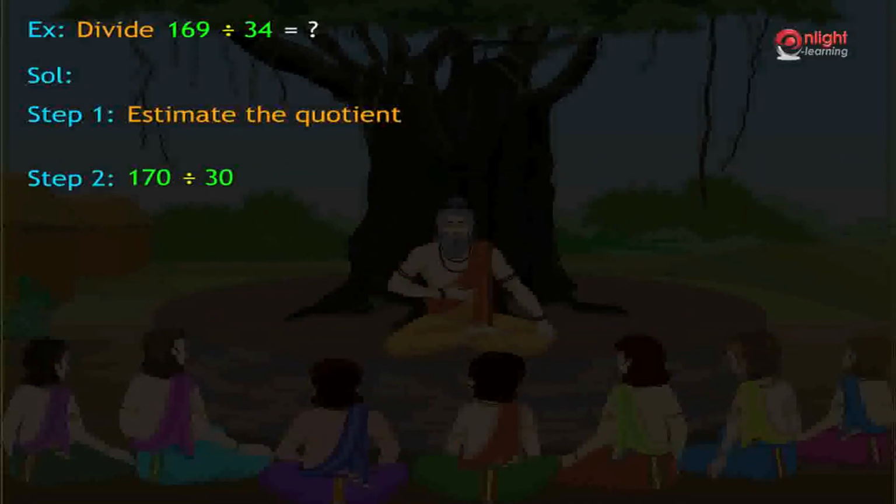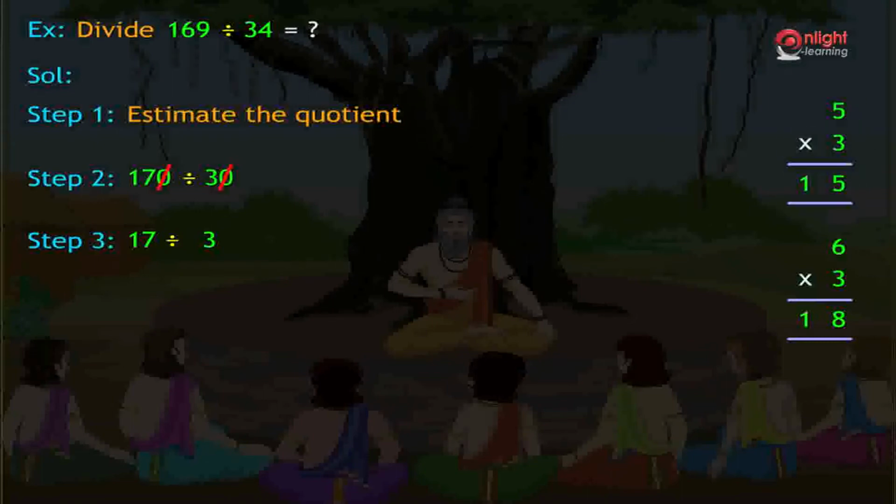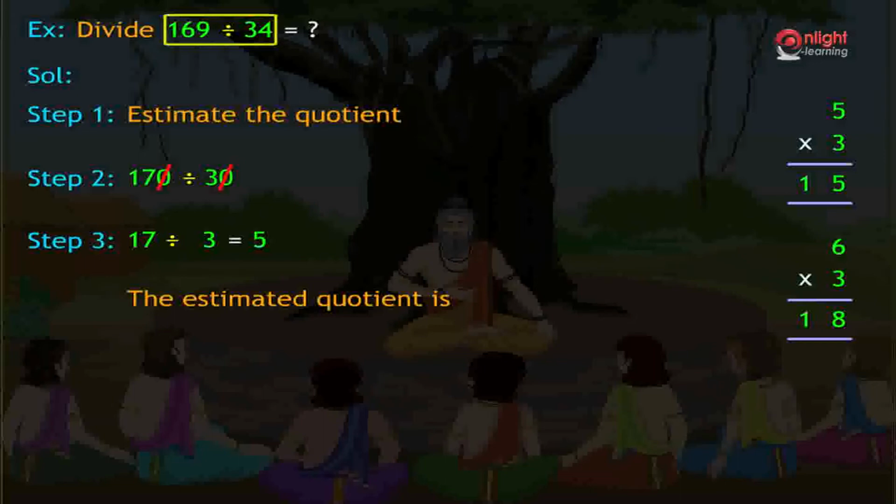So now we divide 170 by 30. Both 170 and 30 have 0 in the ones place. So cancelling them we have 17 by 3. We know 6 multiplied with 3 is 18, which is greater than 17, and 5 multiplied with 3 is 15, less than 17. So 5 is the quotient when 170 is divided by 30. Hence, our estimated quotient for 169 divided by 34 is 5.